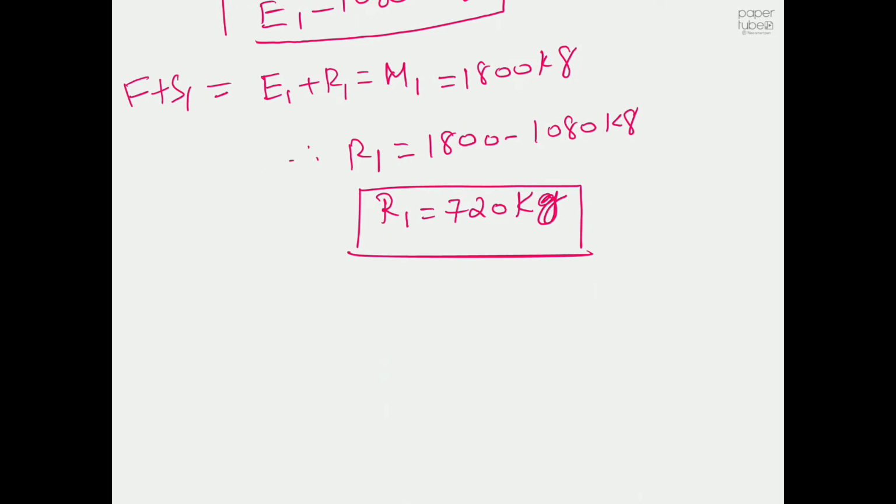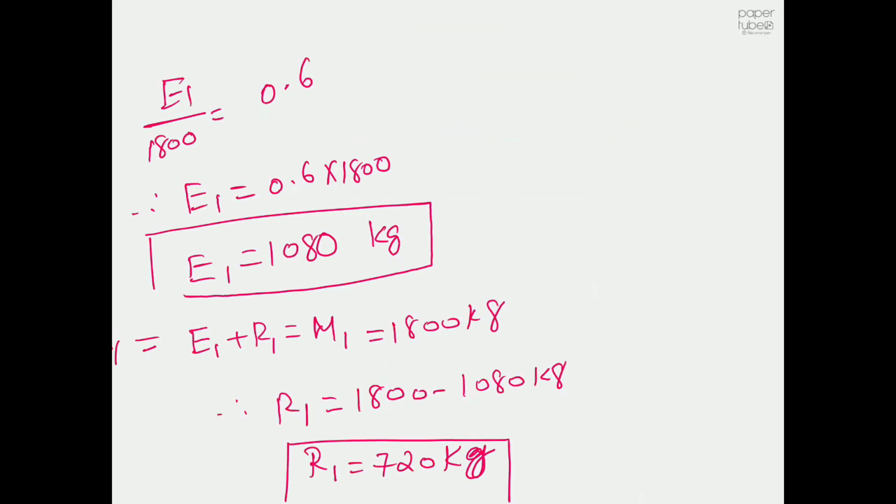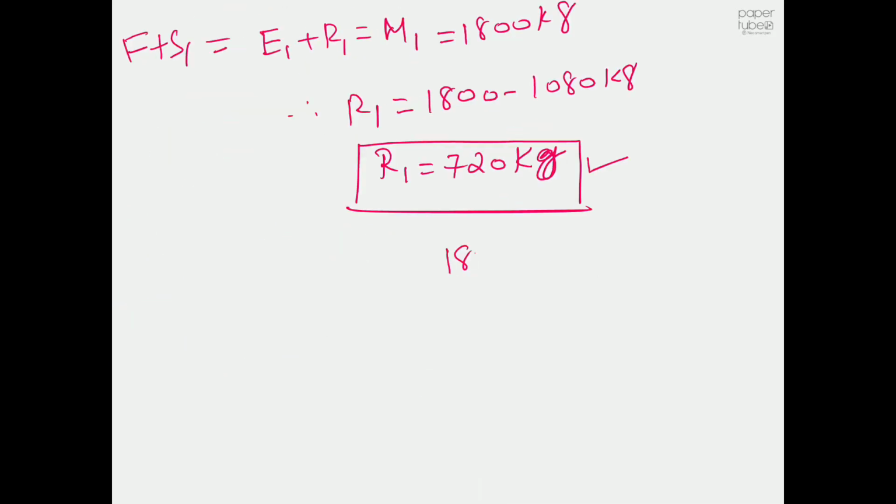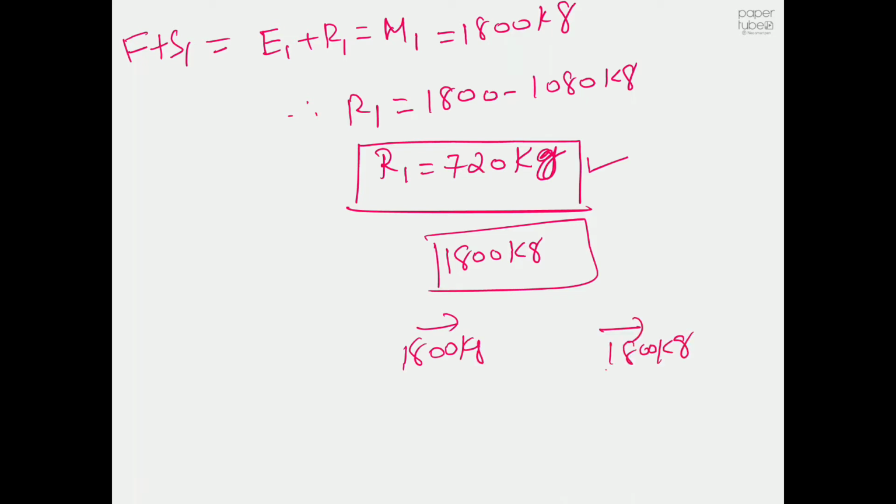I hope this is perfect. Let me check the question again. We now know everything about the extract side and raffinate side. The extract is 1080 kilograms and the raffinate is 720 kilograms, which add up to 1800 kg. So that satisfies the law of conservation of mass: 1800 kg goes in and 1800 kg comes out. Still in part A, we need to calculate the fraction of acetone extracted.